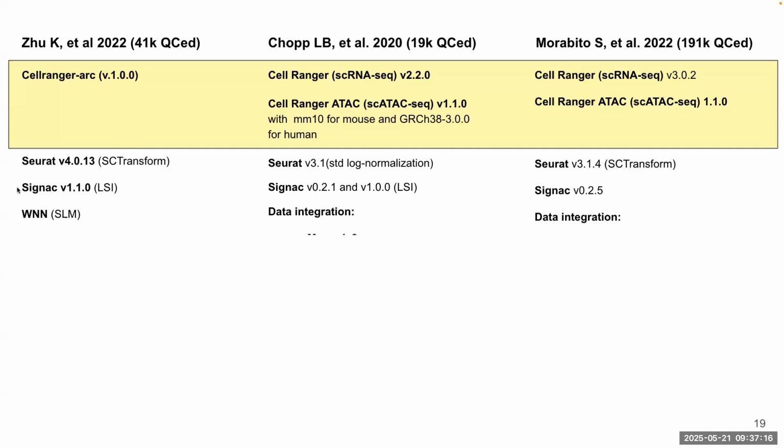Regarding the scATAC normalization, I think there have not been big changes. All the authors, with different versions, are using the same latent semantic index. But what also changed is the way the data are integrated. When we are using CellRanger-ARC, for example, it's very common to use the weighted nearest neighbor network. They also use, let's say, not new but not very widely used by many people, the smart local moving algorithm. These are the kinds of methodology applied to this weighted network.